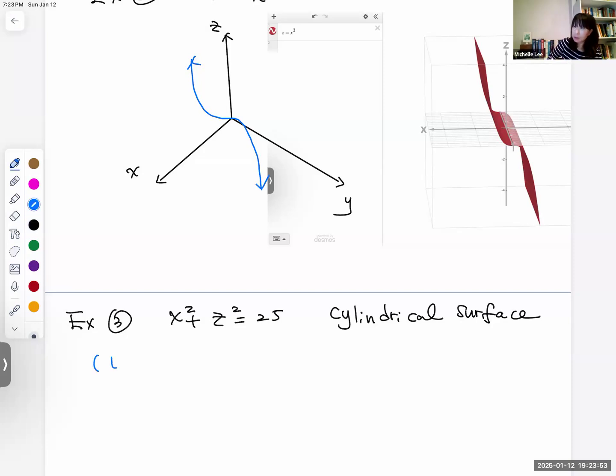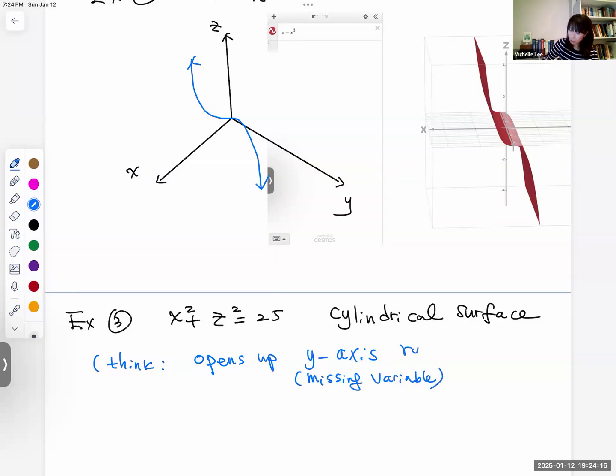So think pencil, y-axis. Missing variable. Ruling parallel to y-axis.